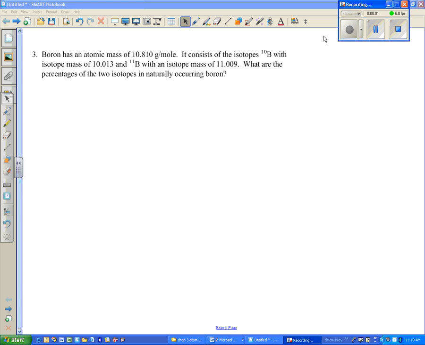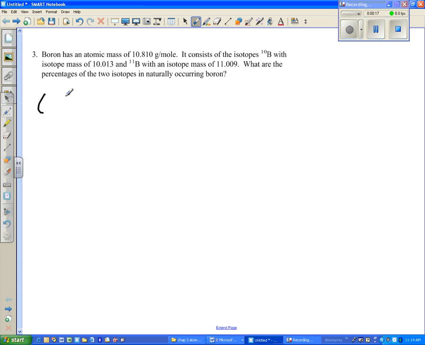Howdy, here I am, Mr. McMurray, with another average of the naturally occurring isotopes problem. This is off of the additional homework page, and this is number 3 off that page. And this particular problem has a slightly different bend to it.